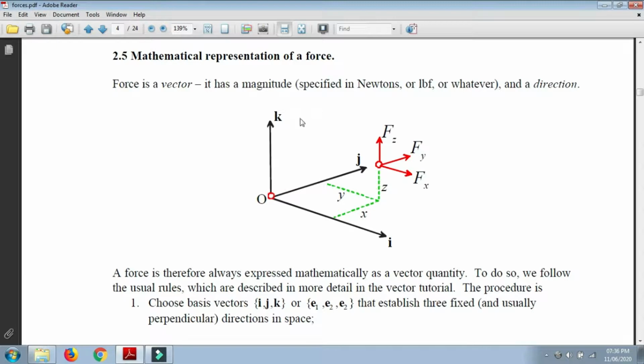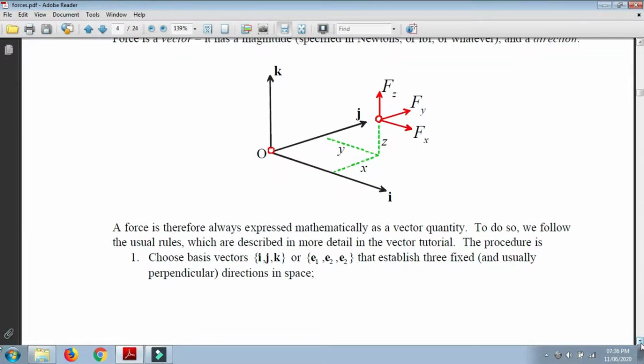Force is a vector. It has a magnitude specified in newtons or pound force, and a direction. Here you can see there is a force, not shown, but its three respective components are given. The force along the x-axis is Fx, the force along the y-axis is Fy, and the force along the z-axis is Fz, and its three unit vectors will be, remember I told you, Fx i, Fy j, and Fz k. A force is therefore always expressed mathematically as a vector quantity.